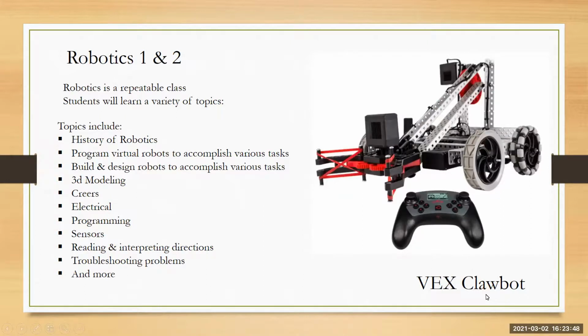We've also started a robotics 1 and 2 class. It, again, covers a variety of topics. We start with some history of robotics. We're doing some programming, some virtual programming. So we do run the program and we can see the robot virtually use that program and see if it accomplishes the tasks that we want. So they're doing some troubleshooting, some programming, some design and build the robots to accomplish different tasks. We'll do some 3D modeling in there, careers, electrical programming. So just a lot of different things with the robots themselves.